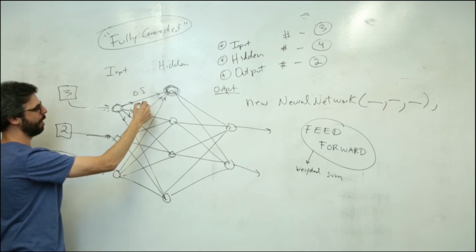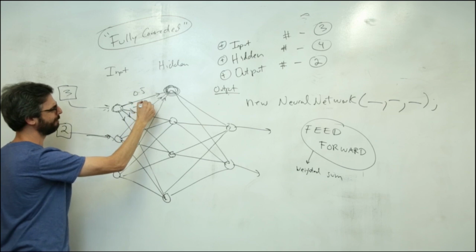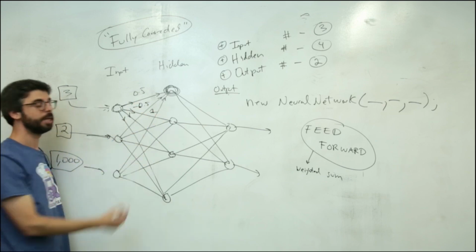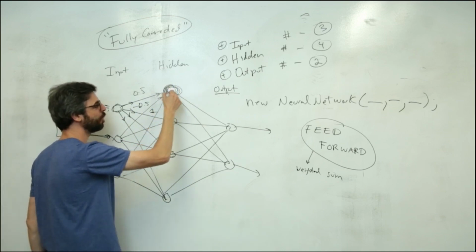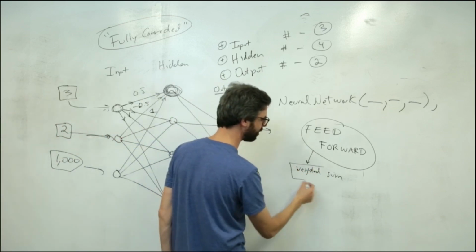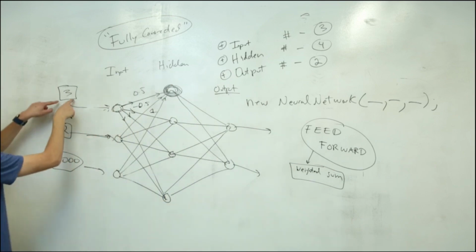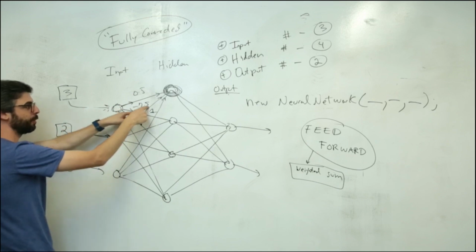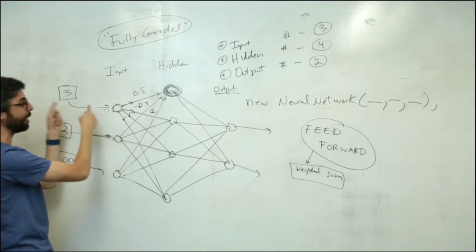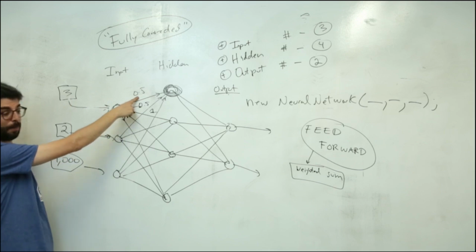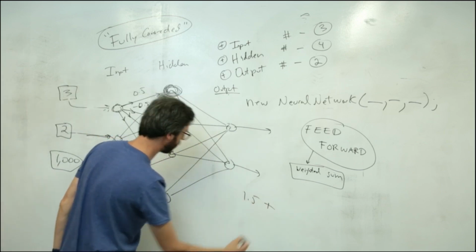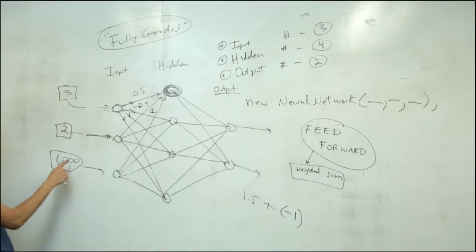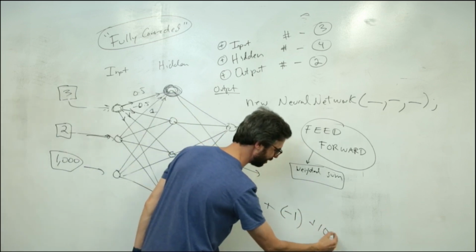Let's say this is like -0.5. And this particular weight is 1. So I'm using very, very simple numbers. The idea is that each hidden neuron does something called a weighted sum. So it takes the input multiplied by the weight and adds that to the other input multiplied by the weight, and adds that to the other input multiplied by the weight. So we could actually do this. 3 times 0.5 is 1.5, plus 2 times -0.5 is -1, plus 1,000 times 1 is plus 1,000.